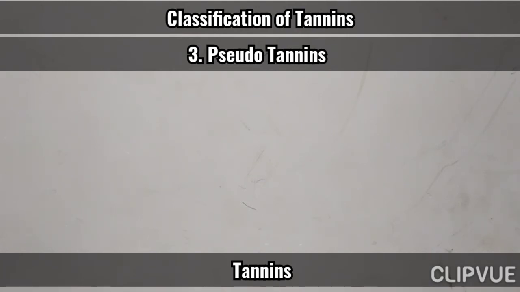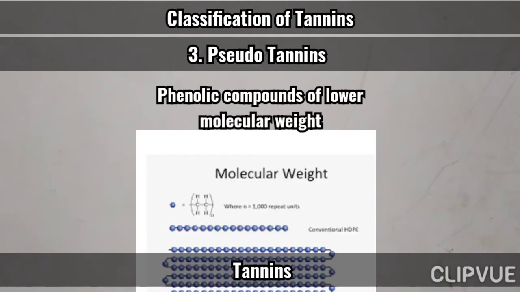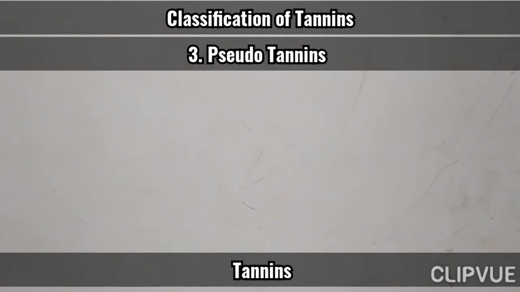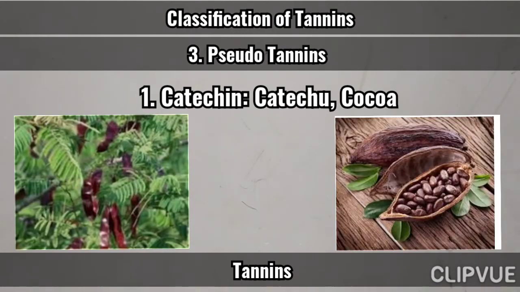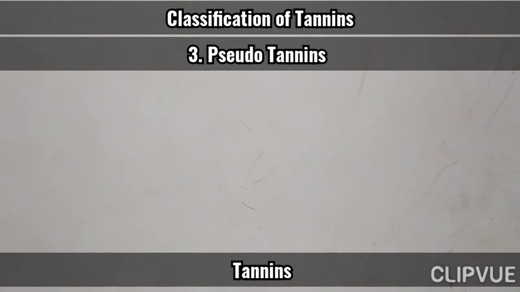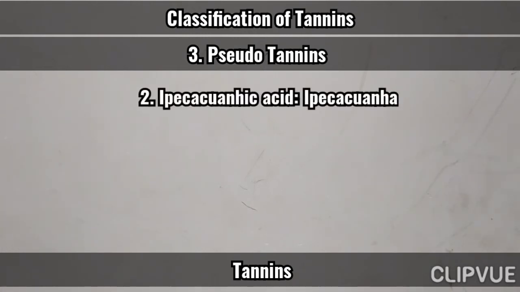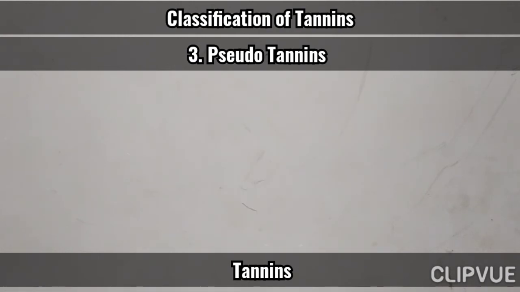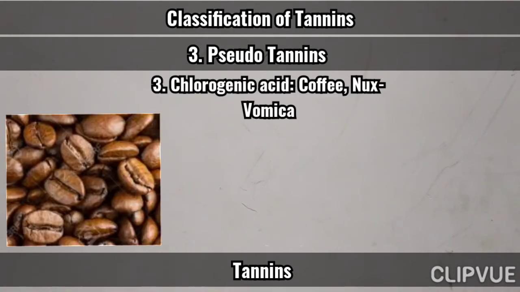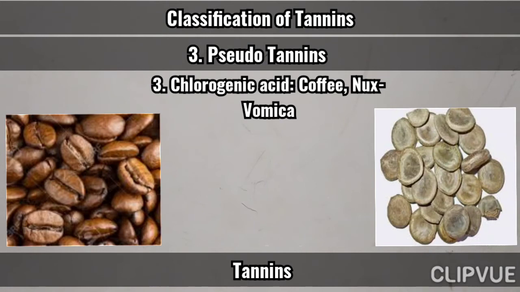Coming to the third one, pseudotannins. They are phenolic compounds of lower molecular weight and don't show the Goldbeater's test. Actually, the Goldbeater's test is the identification test for tannin, but pseudotannins don't show a positive result. The first one, catechin. The sources are catechu, coca. Second one, ipecacuanhic acid. Source is ipecacuanha. Third one, chlorogenic acid. Sources are coffee and nux vomica.